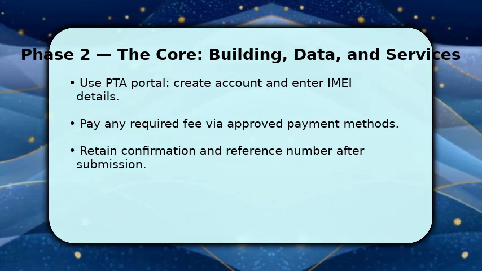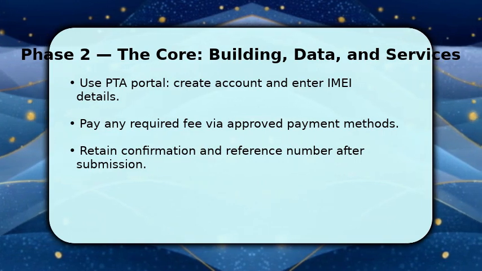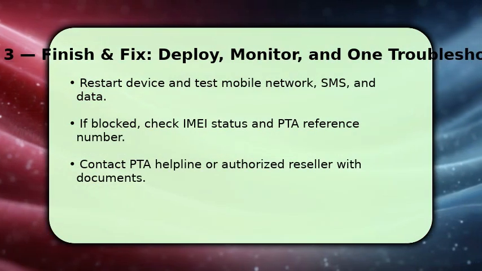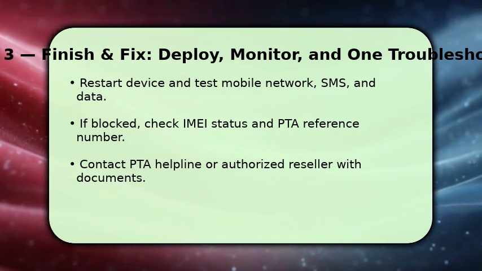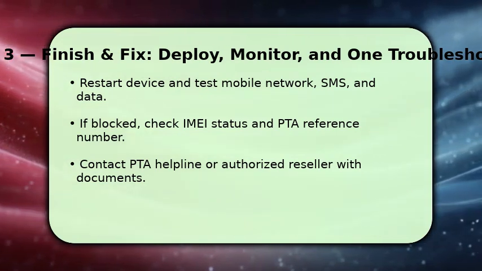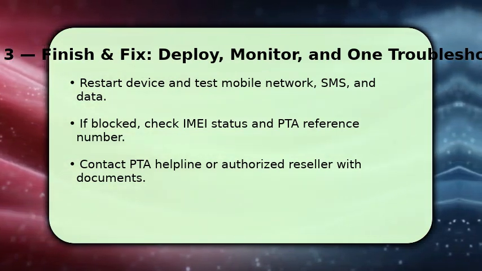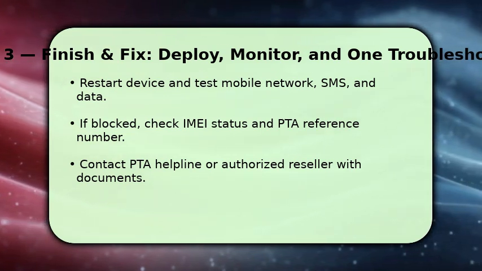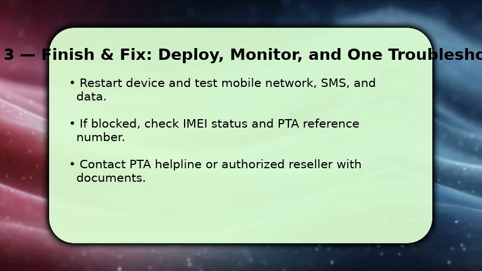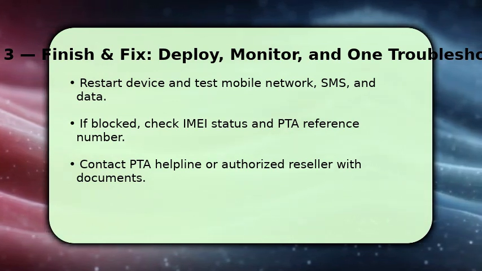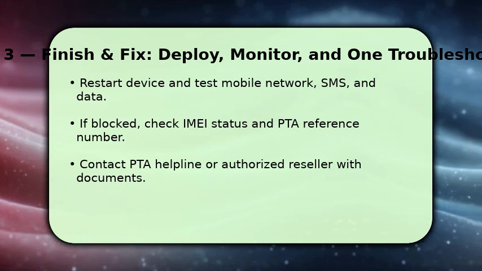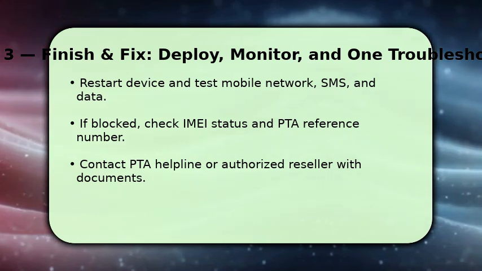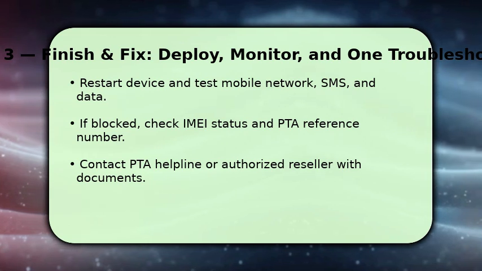Finally, complete setup and verify. Restart the iPhone, insert a local SIM, and test calls, SMS, and mobile data. If the device remains blocked, check the IMEI status on the PTA portal and compare it to your registration reference number. Make sure to contact the PTA helpline or the authorized seller with your confirmation documents and invoice. One troubleshooting tip: if registration shows pending, wait 24 hours.